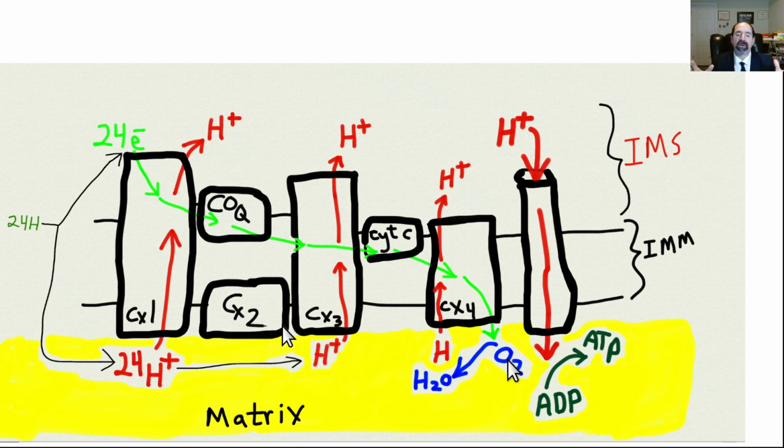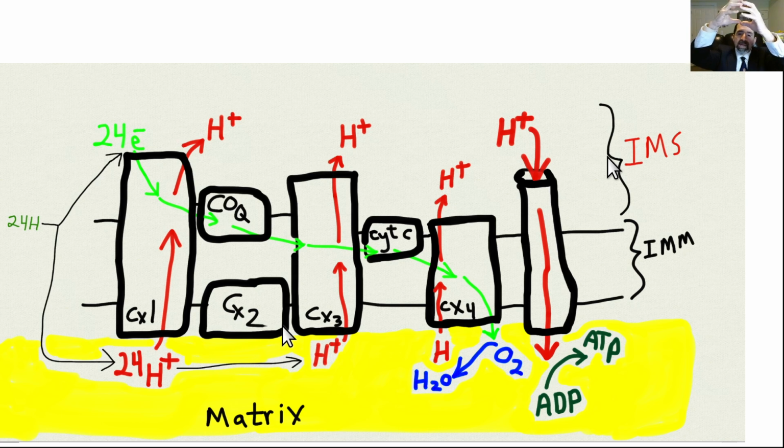The electron transport chain is coupled to the pumping of protons. A proton is pumped out at complex 1. A proton, the H plus here, is pumped out at complex 3. Complex 2 actually doesn't pump any protons. Complex 4 also pumps a proton out. Now you'll have built up a gradient of protons in this space, the IMS, for intramembranous space.